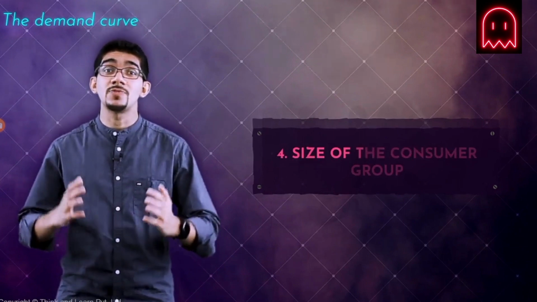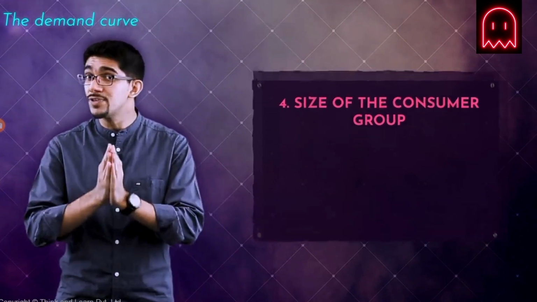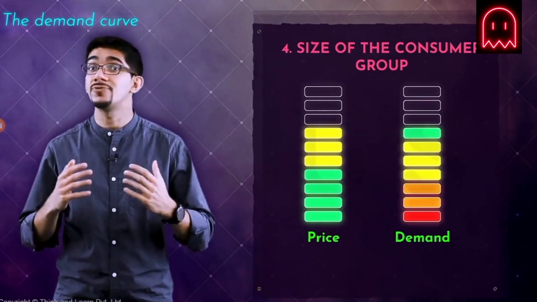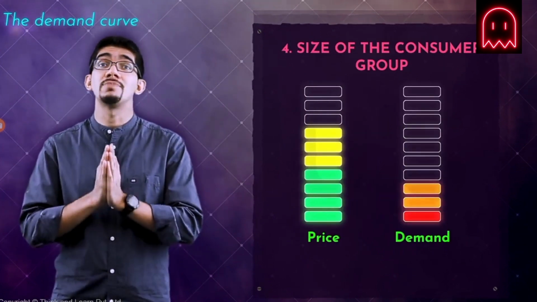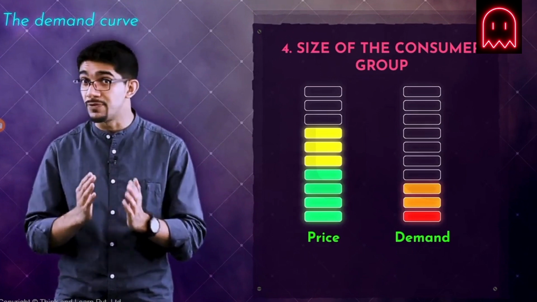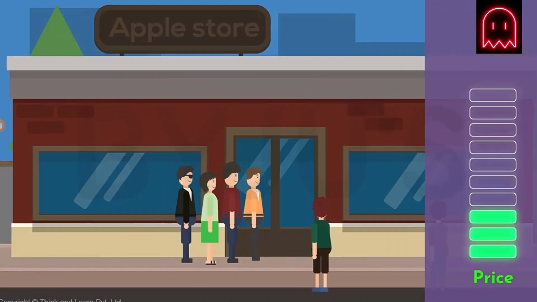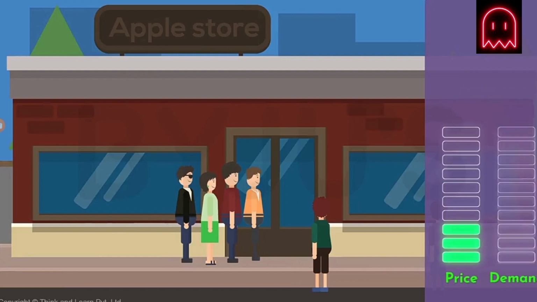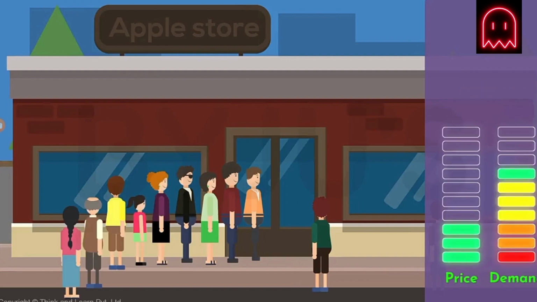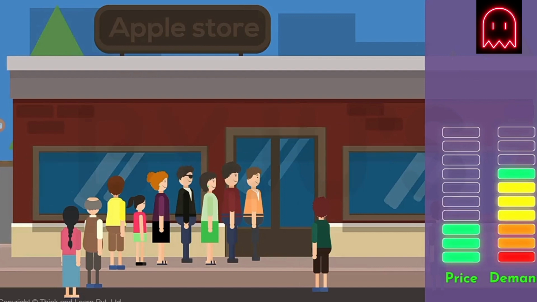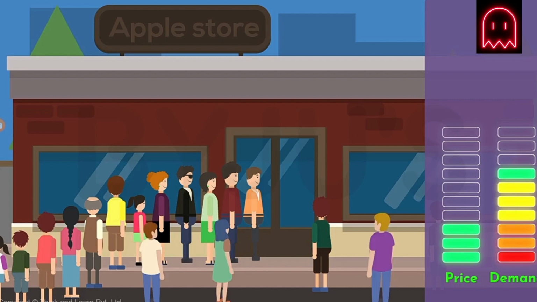Next is the size of the consumer group. When price of a commodity rises, less people can afford to buy it, so demand falls. For this, we have to look at market demand curve and not just the individual demand curve. Take the market demand for iPhones. At lower prices, obviously there would be a higher demand for iPhones. But is it because each person buys 10 to 15 iPhones? No. It's because at lower prices, more people can afford it and more people buy it.